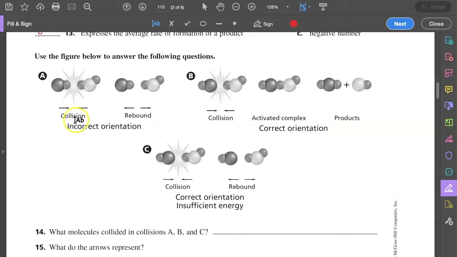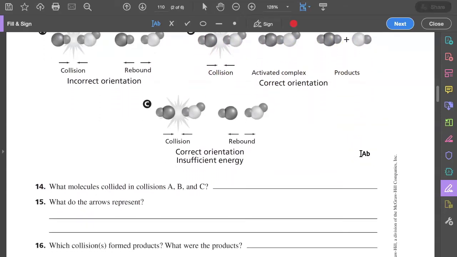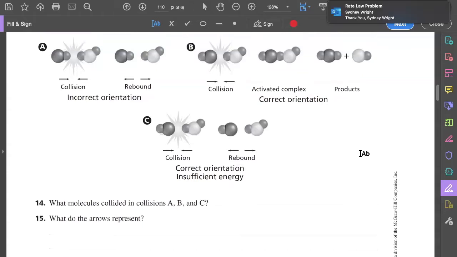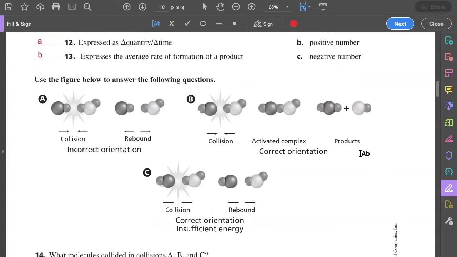So we have here an incorrect orientation that results in a rebound and no reaction. And here we have a correct orientation but insufficient energy, and thus we have a rebound with no reaction. This one is where we have the correct orientation, and then we form the activated complex, which then forms the products. All right, number 14. What molecules collided in collisions A, B, and C?